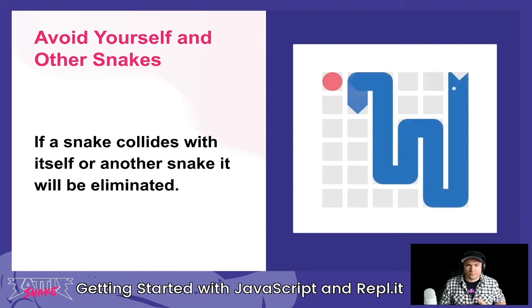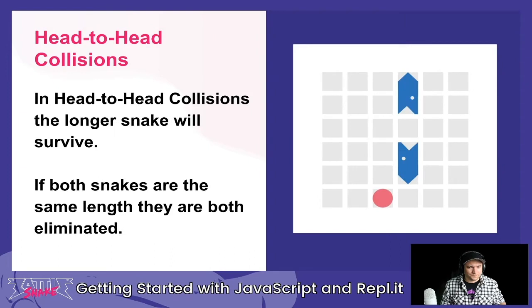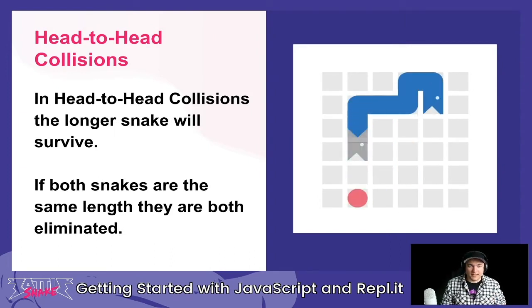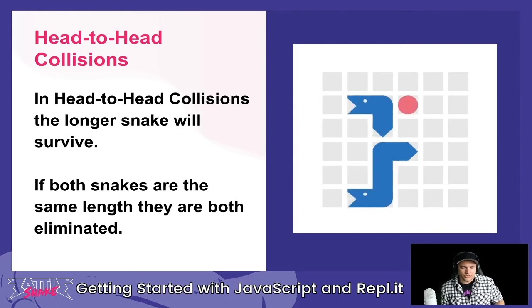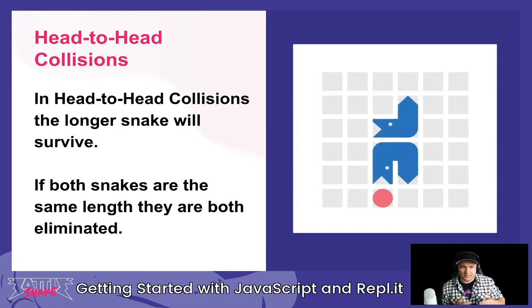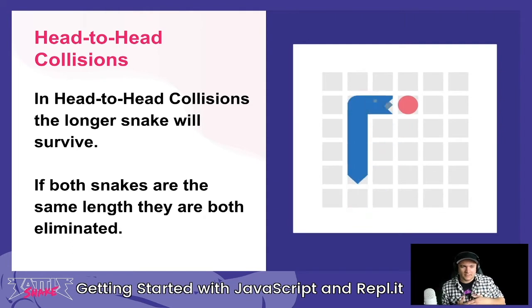Those are the 3 things that you want to watch out for, and those are really the core mechanics of the game. The one exception to the collisions rule is in the head-to-head case. So if two or more Battlesnakes collide head-to-head, the longer one will survive. The strictly longer one will survive.